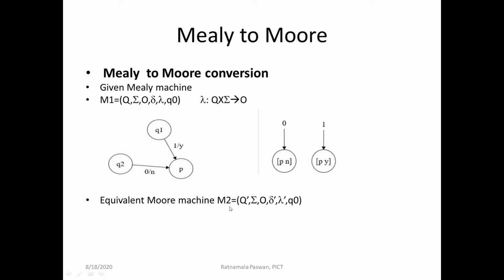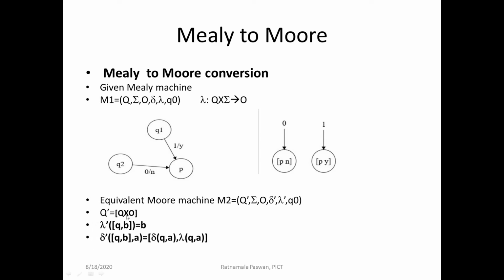Let's say M2 is the equivalent Moore machine. As we know, in a Moore machine the set of states is going to change, so it is given by Q dash. We will see how we find Q dash. All the related terms dependent on the state are also going to change, which are the delta state function and the lambda machine function. So let's see how we find Q dash.